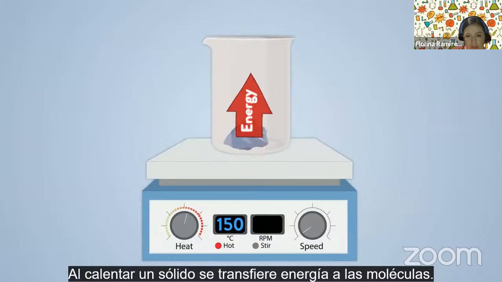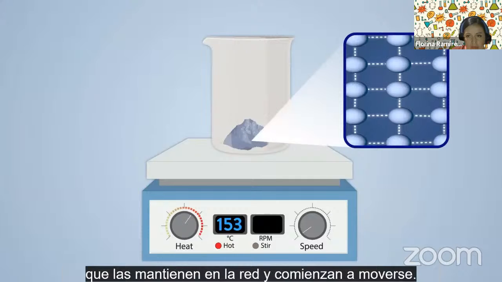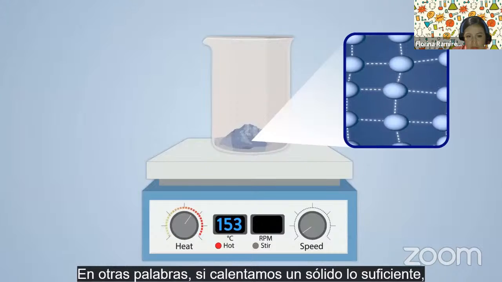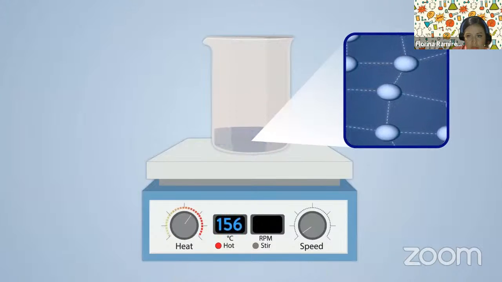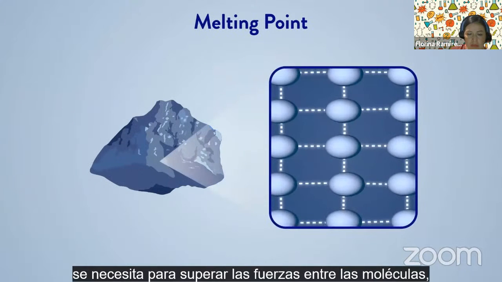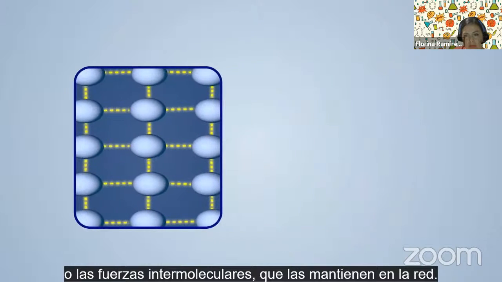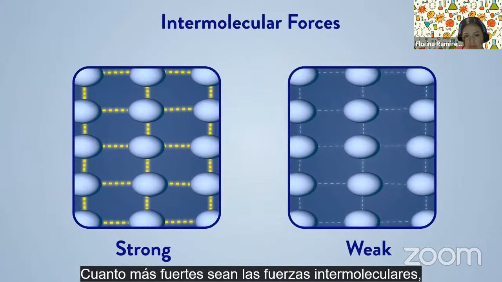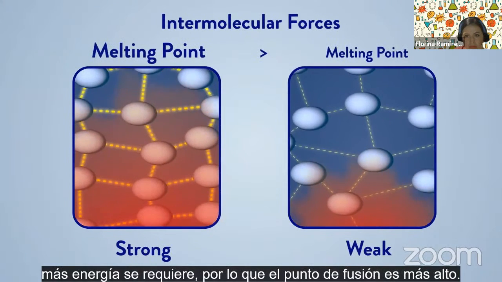Heating a solid transfers energy to the molecules. With enough energy, the molecules overcome the forces keeping them in the lattice and start moving around. In other words, if we heat a solid enough, it melts into a liquid. So the melting point depends on the energy it takes to overcome the forces between the molecules, or the intermolecular forces, holding them in the lattice. The stronger the intermolecular forces are, the more energy is required, so the higher the melting point is.